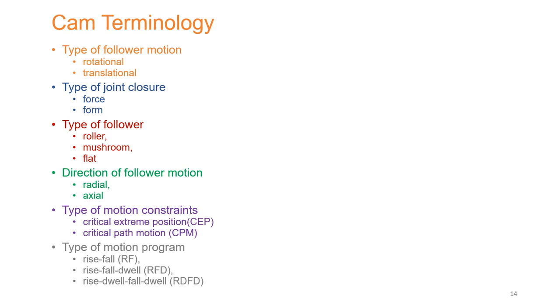So just like a quick revisit of what we have discussed so far, we have discussed the type of follower motion, rotational and translational parts. We have discussed the kind of joint closure that may be there, force and form closure. We have discussed a few types of followers as well, rollers, mushroom and flat. The pros and cons have been discussed as well. The direction of follower motion, which is going to be changing the direction of follower action corresponding to the input on the cam, that has been discussed. The type of motion constraints have been briefly discussed as well. And now we are going to study these over here in the next slide. So some factors are going to be important over here. We will discuss in conjunction with these type of motion programs. So this is where we are standing now.